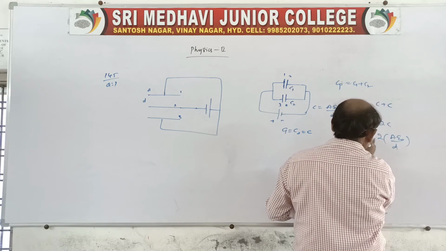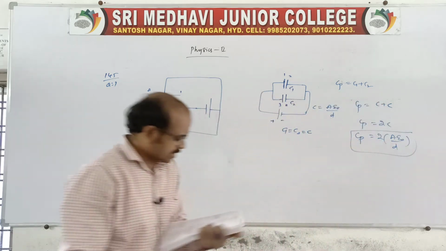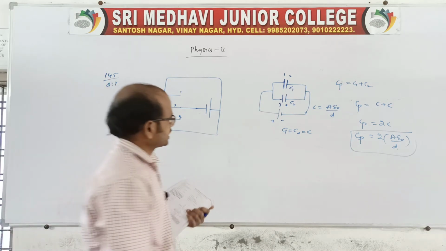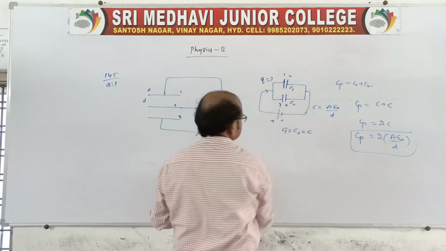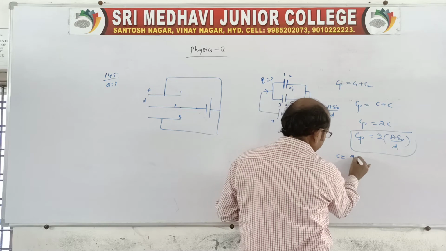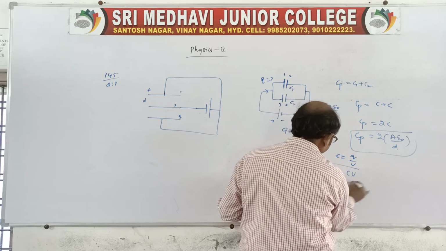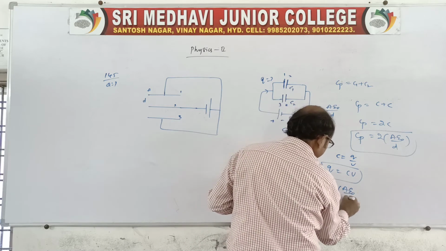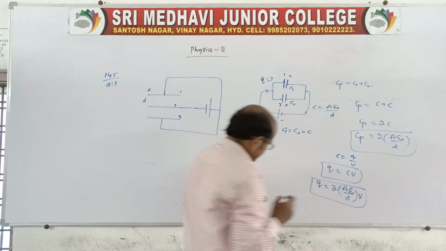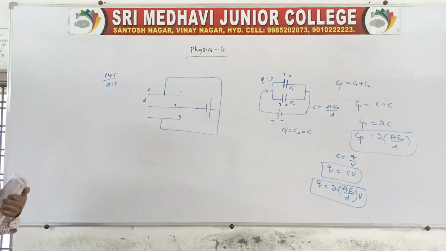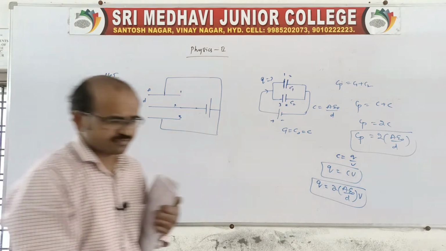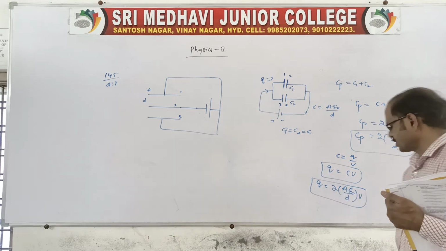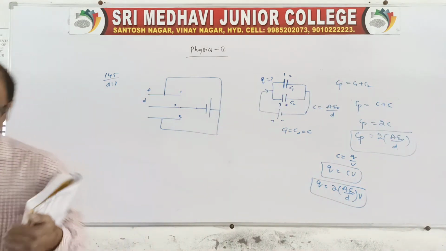Sir, what is actually being asked in the question? Look into the question. It is asking for the charge stored in the system of plates. It is asking for Q. Here C is equal to Q by V, so Q is equal to C into V. Directly you write that the charge stored is 2 A epsilon naught by D into V. In the given question, the charge stored on the capacitor will be Q is equal to 2 into A epsilon naught by D into V, which we can say like this, right?